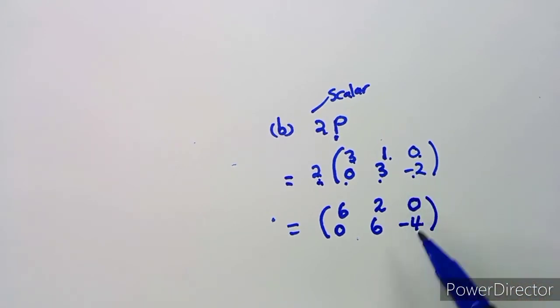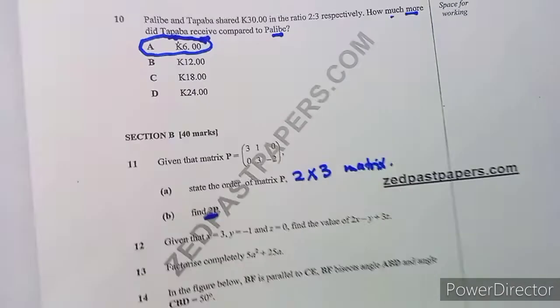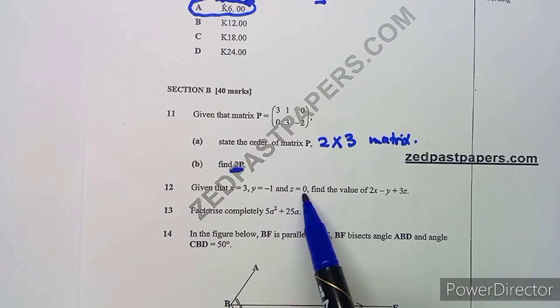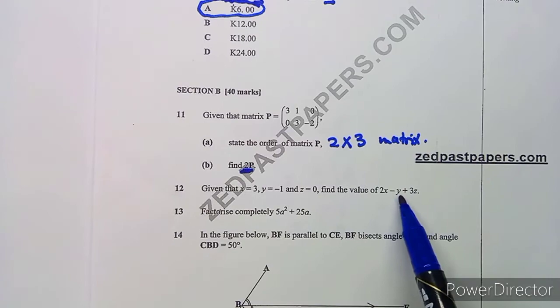Remember, guys, the sign is a positive and a negative, and it just remains a negative. So that's what you're going to simply have. And on number 12, you're given the value of x, the value of y, and the value of z. Find 2x minus y plus 3z.